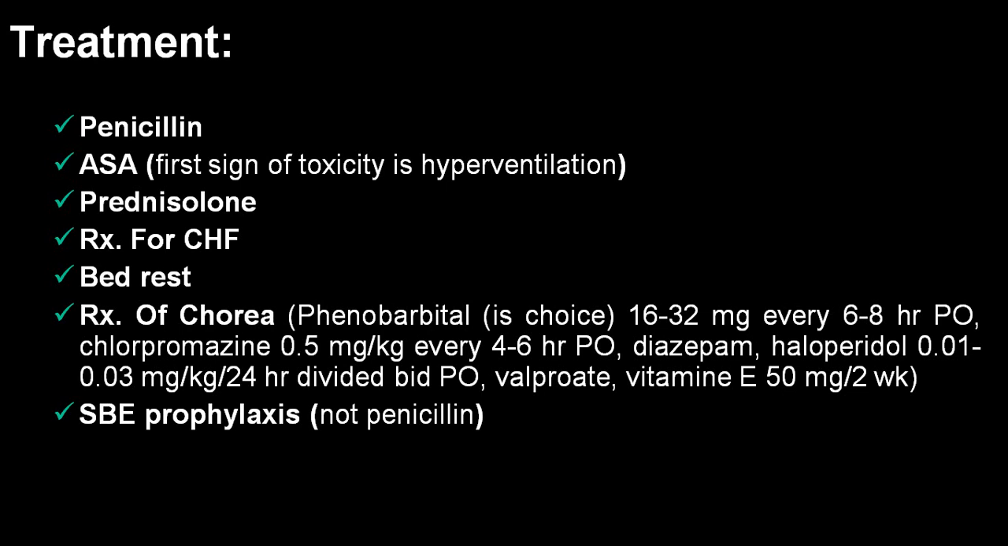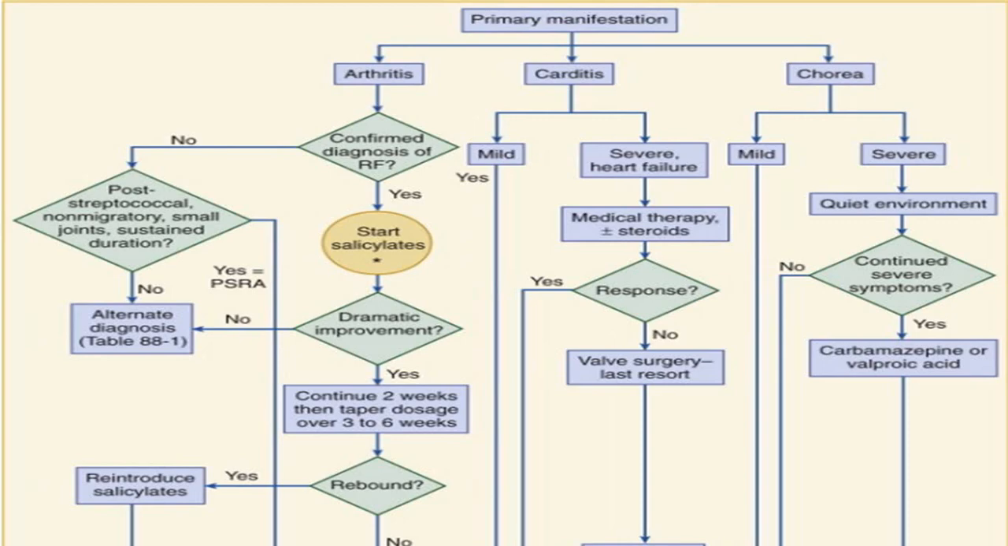And in chorea, you will utilize drugs like phenobarbital or chlorpromazine, or you can use diazepam, haloperidol, etc. And nowadays you can utilize even sodium valproate. And for infective endocarditis prophylaxis, you can utilize Penidure also, which will also help in prevention of streptococcal infections.